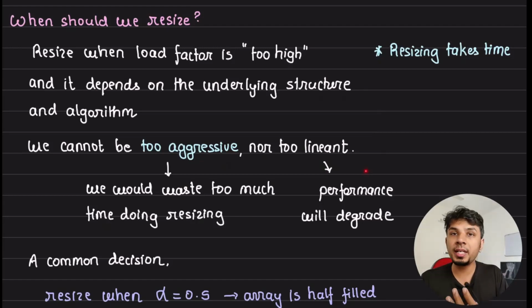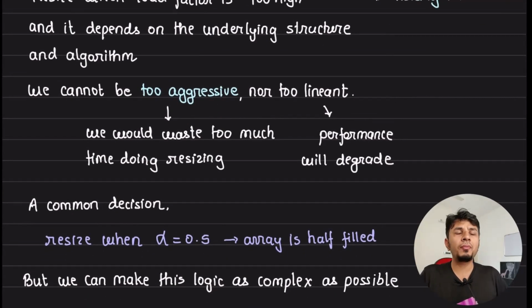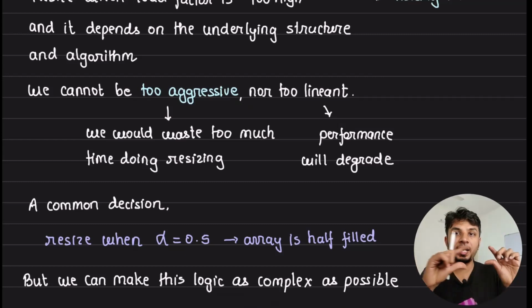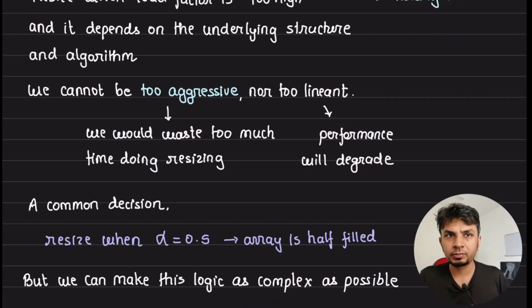If you become too lenient, then you are letting your performance degrade. So there has to be a sweet spot between them. A very typical strategy that you might see is people trigger resize when alpha is equal to 0.5, which means as soon as your array is half filled, you might want to trigger a resize. This way you maintain a consistent performance. Obviously we can make this logic as complicated as possible, but alpha equal to 0.5 as a threshold is a very common practice that people observe.